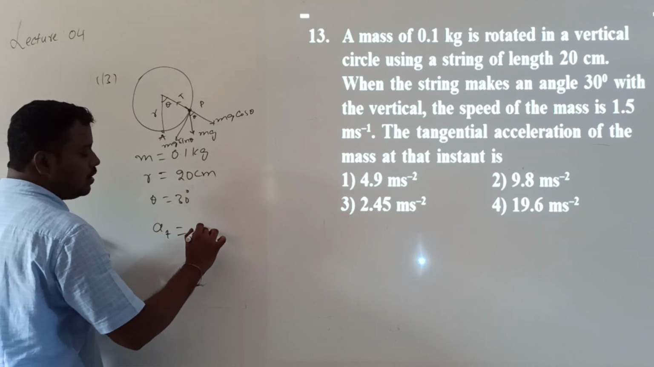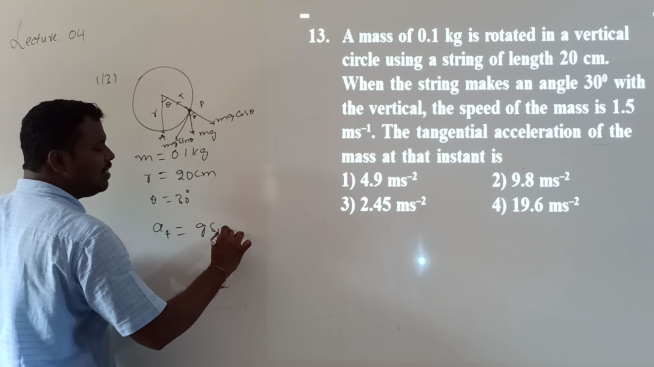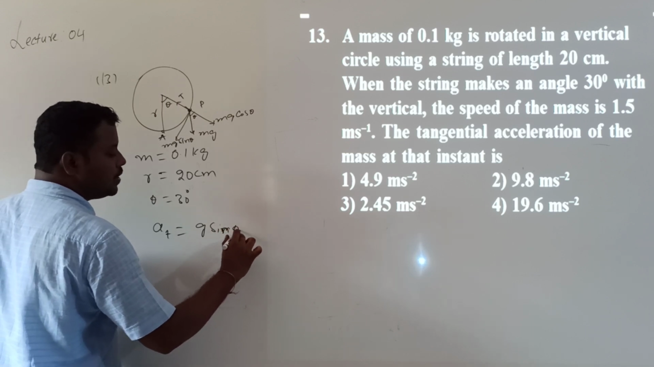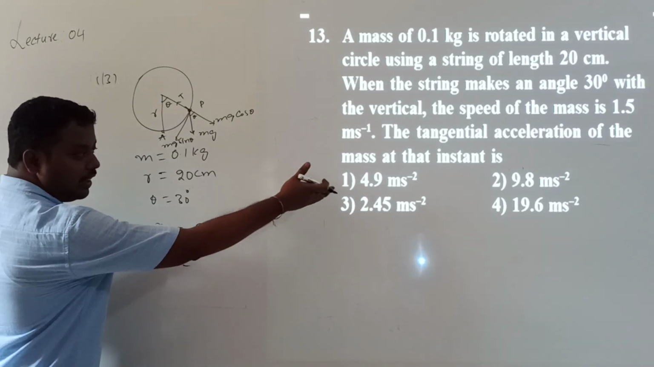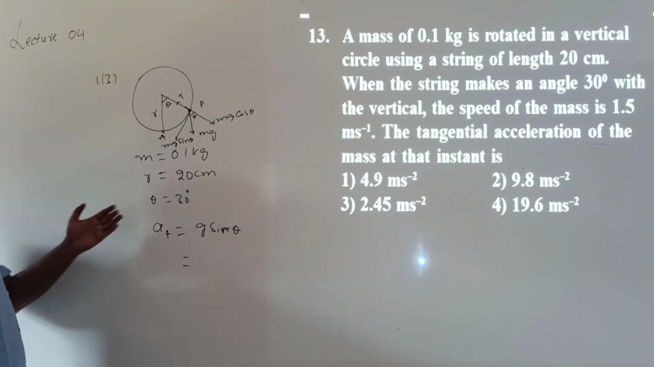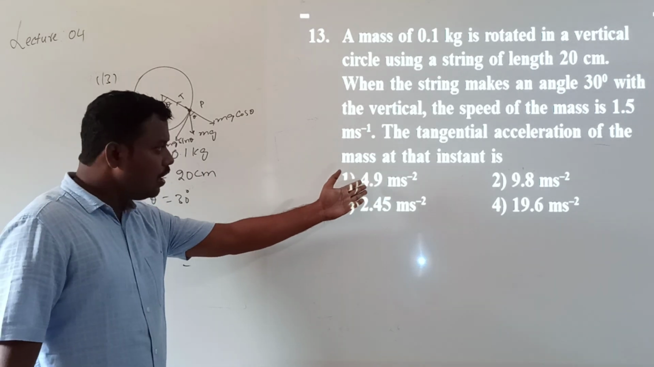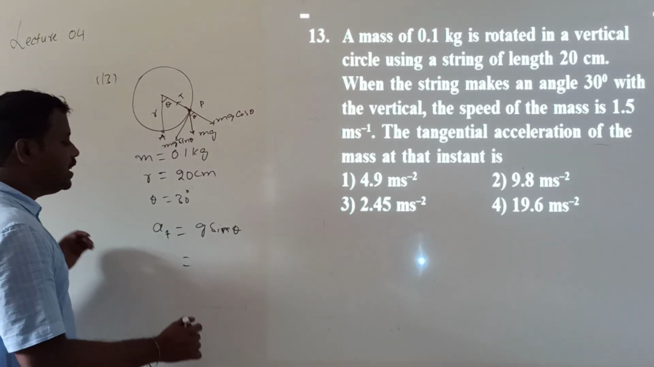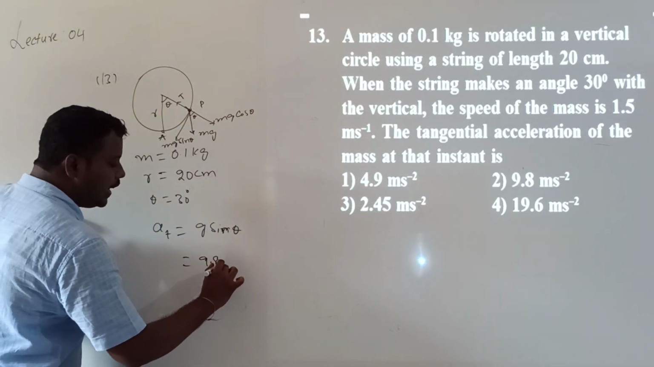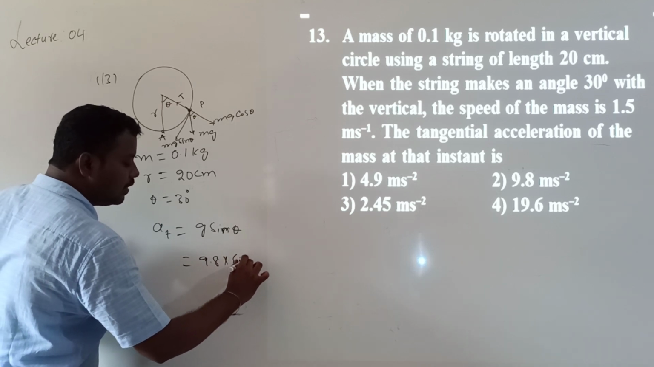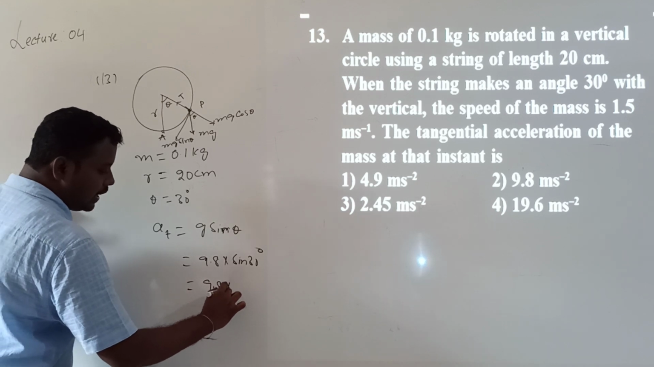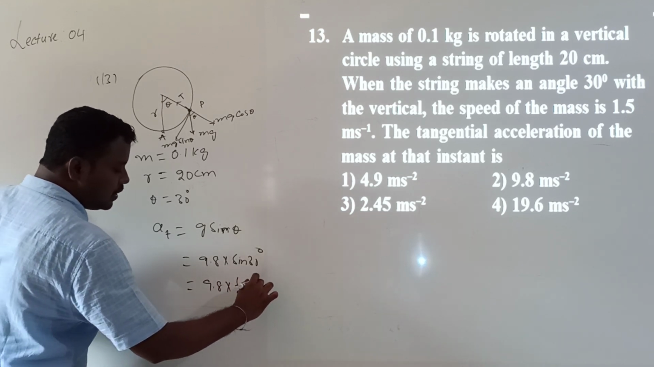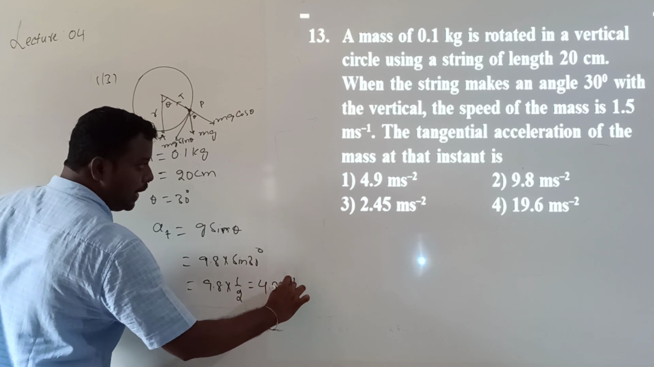Now what is the tangential acceleration at point P? Tangential acceleration is equal to g into sin theta. Directly you can calculate; we discussed it in the synopsis. So g into sin theta. I should take the g value as 9.8 only, as per the option, 4.9 or 9.8. So g value 9.8 into sin 30 degrees. Sin 30 value is 1 by 2. So the answer is 4.9 meters per second square.